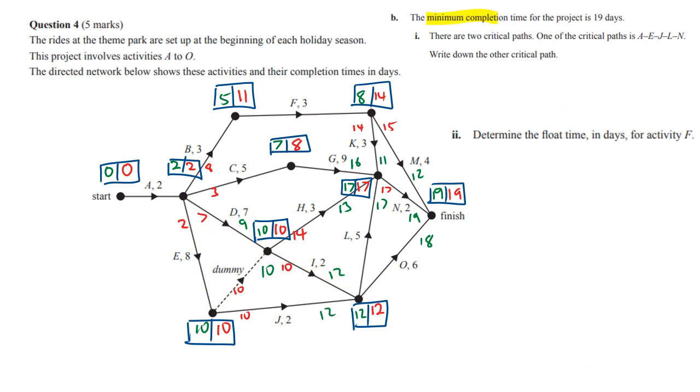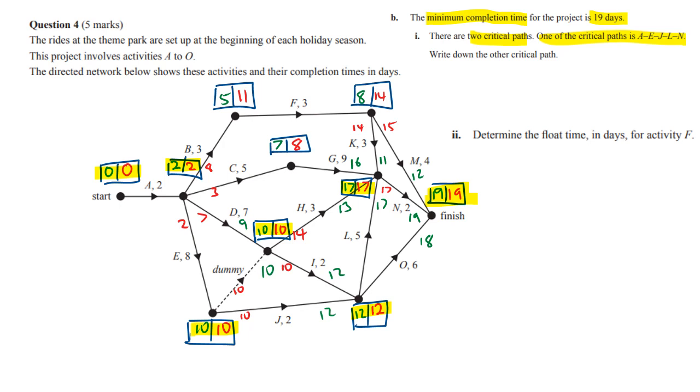Okay, the minimum completion time. We know that means critical path analysis, and it says it's 19 days. Now it says there are 2 critical paths, and it's given us one of the critical paths as A, E, J, L, N. So that's one critical path. Now things on the critical path, it's got to pass through every node normally that has 0 float. That's all the ones with the same numbers where there's no difference between the EST and LST. And we can see that this guy has not been included. So we've got to find a new critical path that includes that.